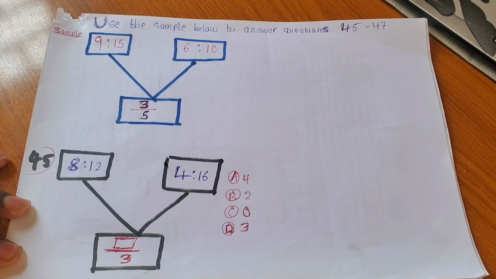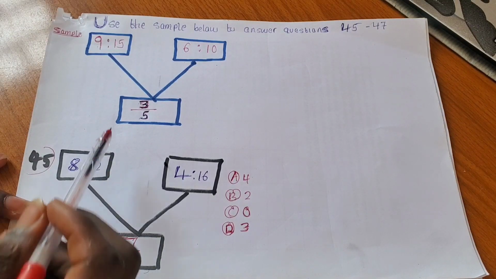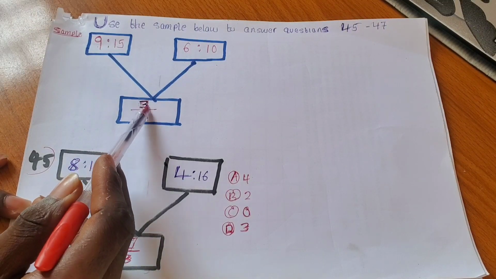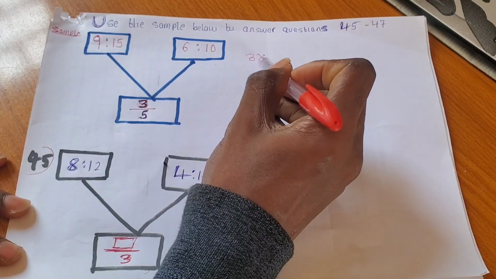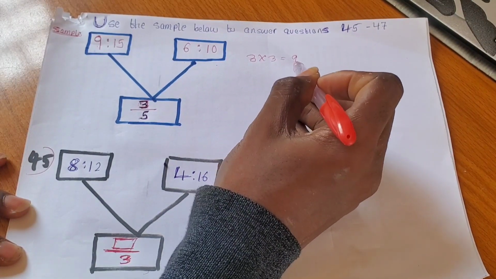Do you understand? Okay, now let's proceed. We have 3 over 5. What can we multiply by 3 to give us 9? That is 3, because you know 3 times 3 gives us what? 9. Do you understand?